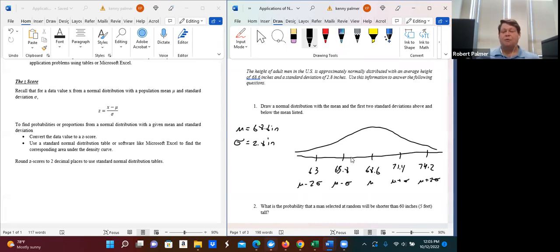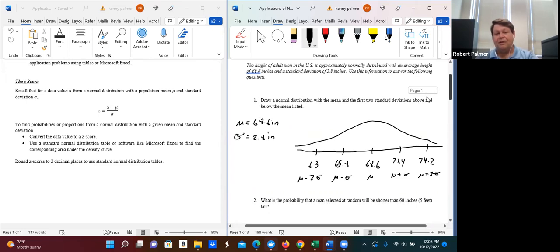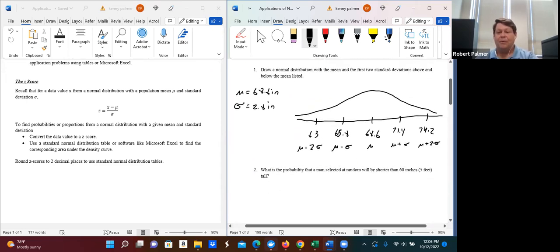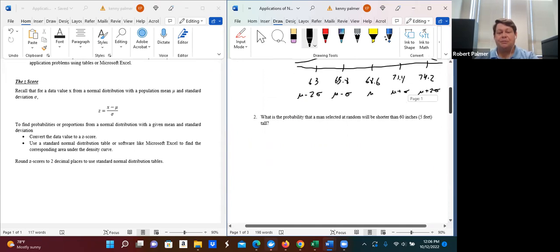If you recall from past discussions, anything beyond two standard deviations from the mean, either above or below, is unusual. So if you're over 6 feet 2 inches tall, or under 5'3" for an adult man, that's unusual, very untypical. This is what our distribution looks like in inches, with the values we're given. Now, let's use this to answer questions.